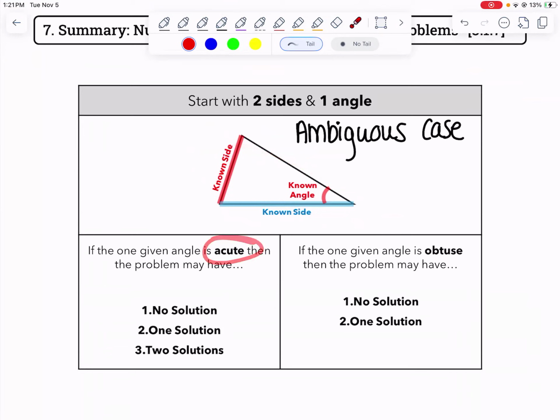Ambiguous case. When you start with one angle and two sides, and you know one of the angles and the opposite side, two things can happen. If the angle that you're given right here is acute, then there's a possibility of no solutions, one solution or two solutions. If the angle that you start with is obtuse, there is no possibility of two solutions. It could be no solution or one solution.